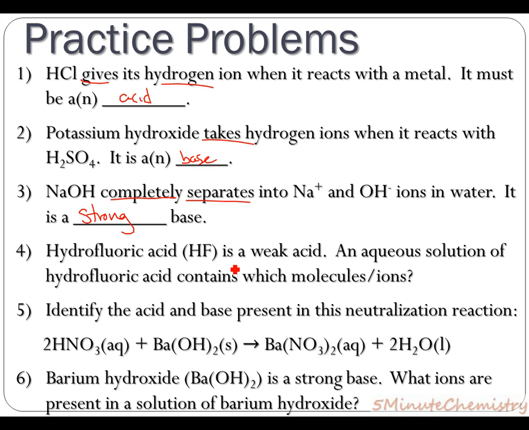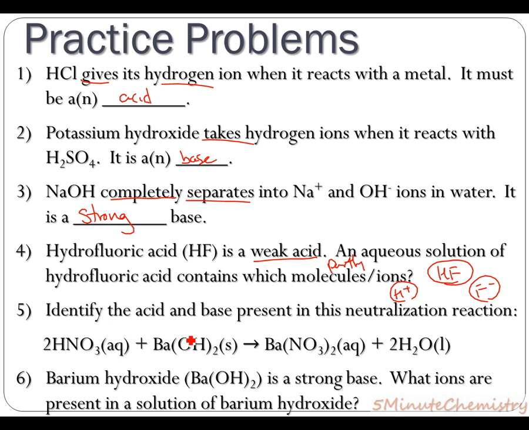Hydrofluoric acid, HF, is a weak acid. An aqueous solution of hydrofluoric acid contains which molecules or ions? So we thought about this before. HF, since it is a weak acid, it only partly breaks apart. So you will have HF molecules present, you will have H plus ions, and you will have F minus ions present in that solution.